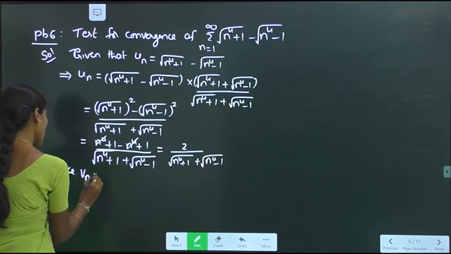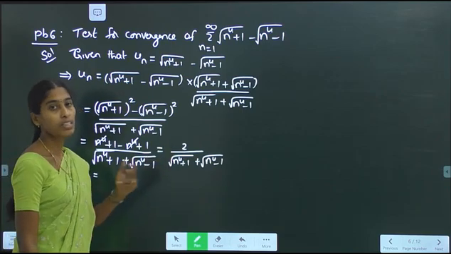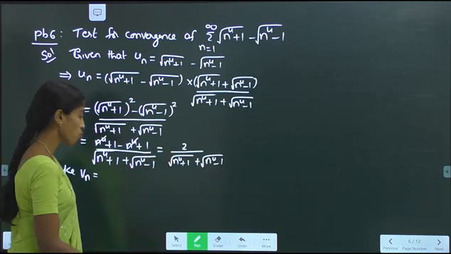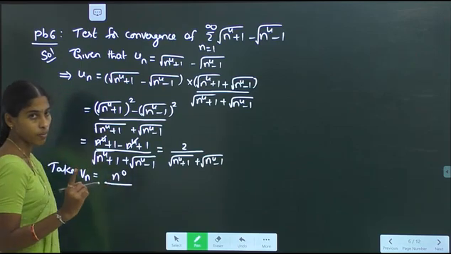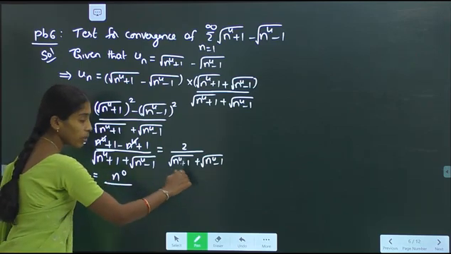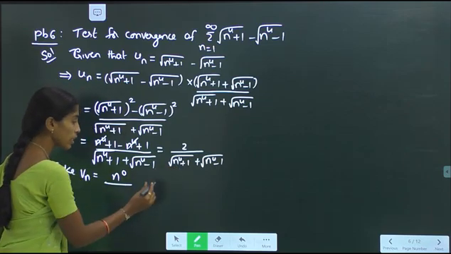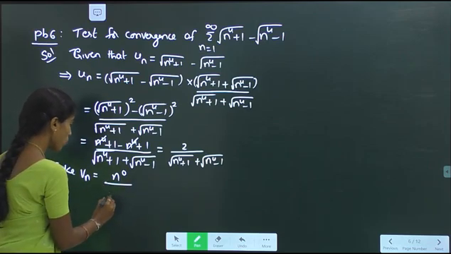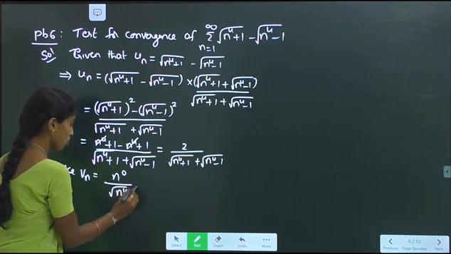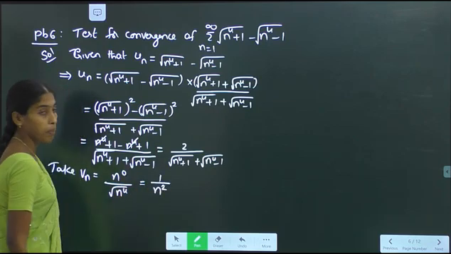How can we take Vn? The maximum power of n involved in the numerator: there is no n involved in the numerator, that is degree 0, so take the constant 1. In the denominator take the maximum power of n involved, it is n power 4, but a square root is there. So we have to take root n power 4. It is nothing but 1 by n square.